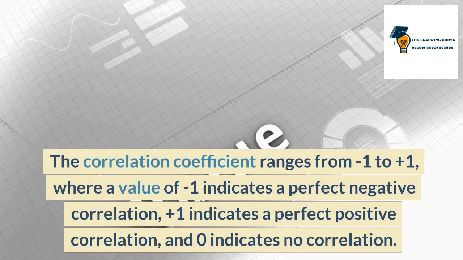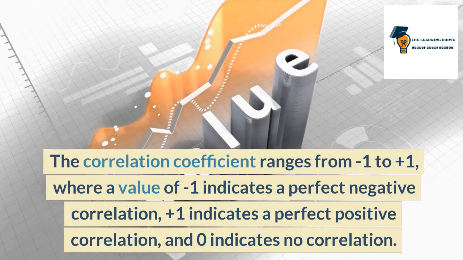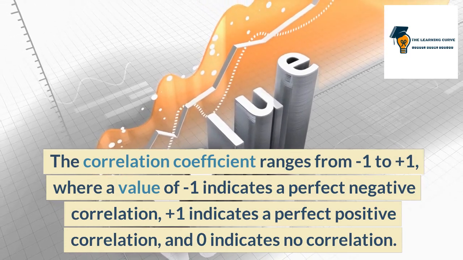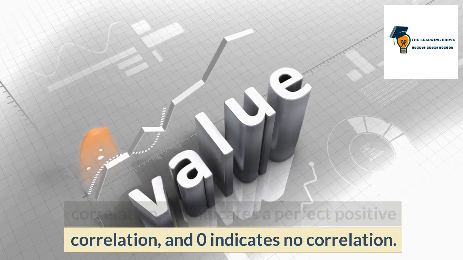The correlation coefficient ranges from -1 to +1, where a value of -1 indicates a perfect negative correlation, +1 indicates a perfect positive correlation, and 0 indicates no correlation.